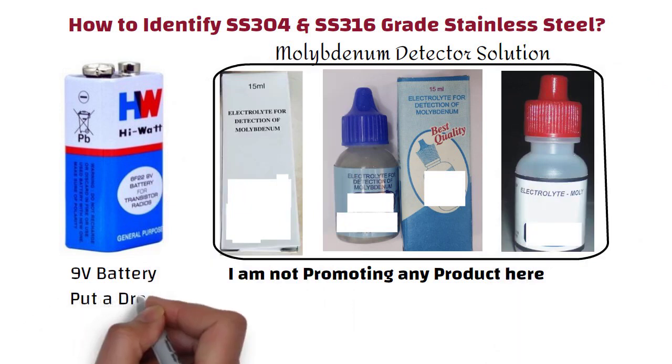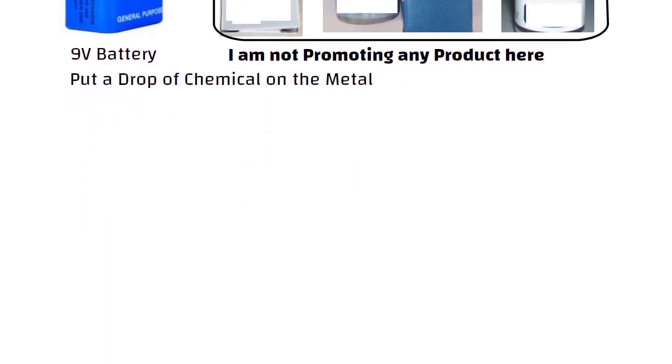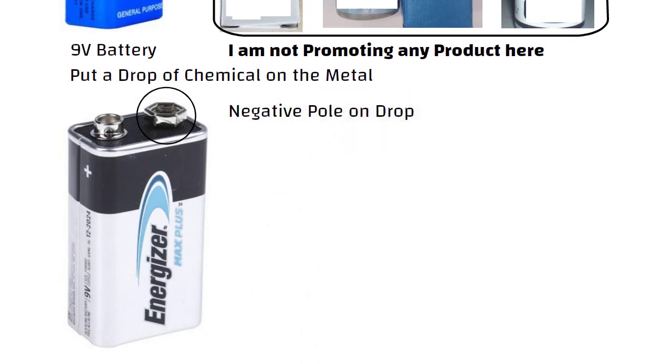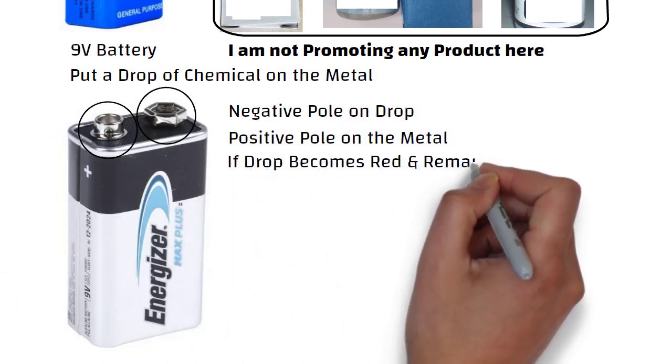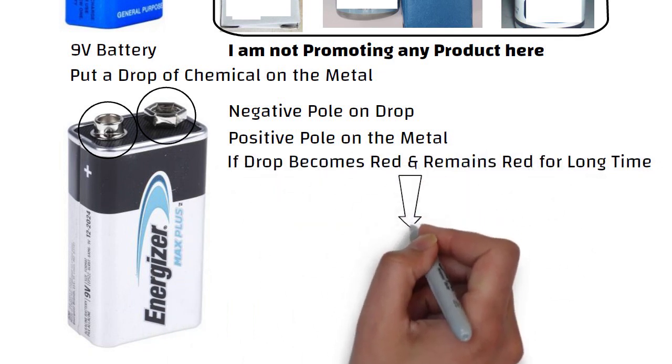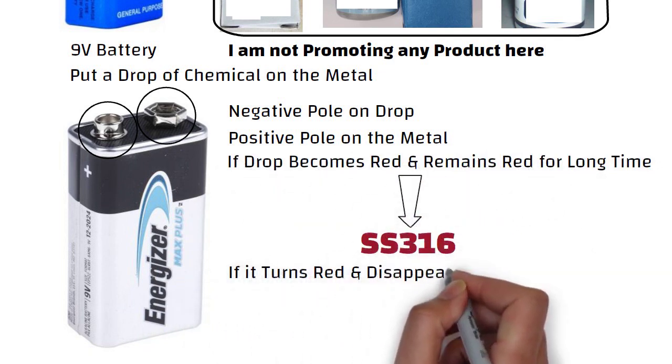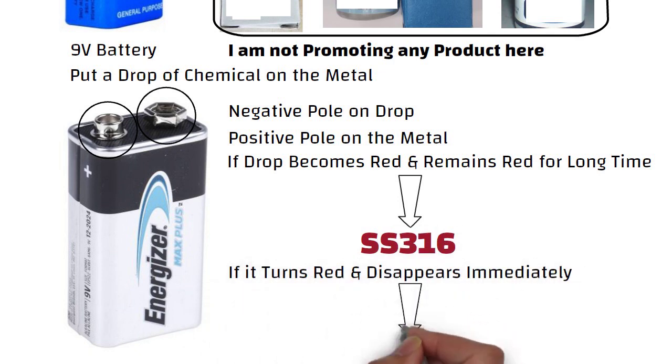You just have to put a drop of chemical on the metal, then put the negative pole of the 9-volt battery on the drop and the positive pole on the metal. Then remove the current and observe. If the drop becomes red and remains red for a long time, then it is SS316. And if it turns red and disappears immediately, then it is SS304.